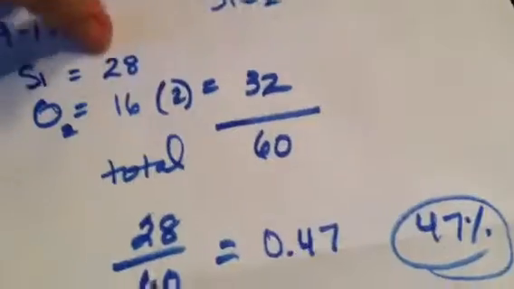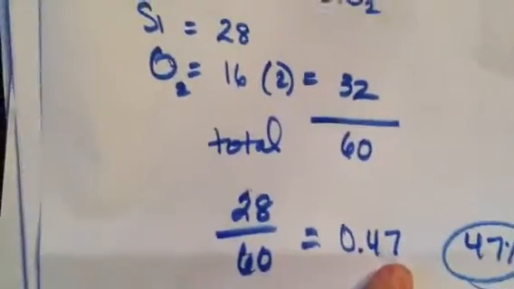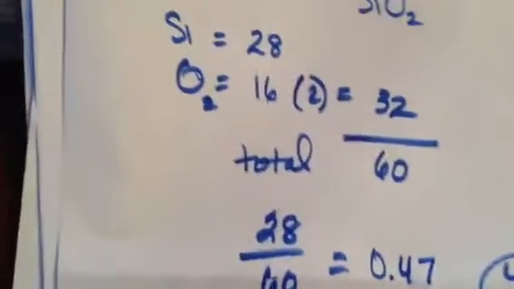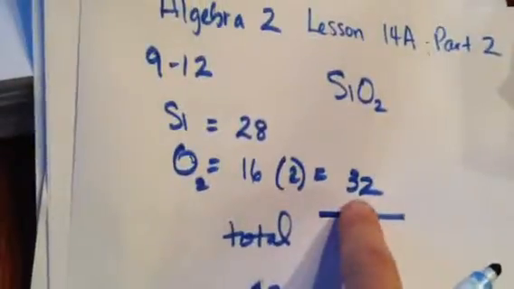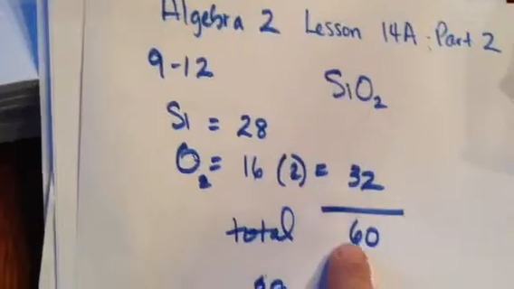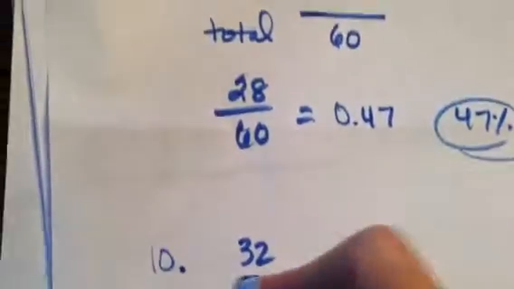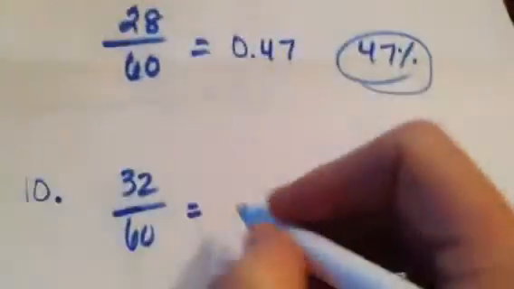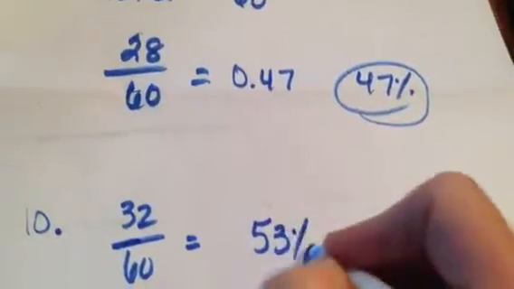Now, number 10 is using the same problem, but number 10 wants to know it for oxygen. Realize there's a total of 32 out of 60. So I have it almost written right there. For number 10, all I have to show, because I've already shown all my work up here for number 9, is 32 out of 60, which if you hit that in your calculator, you get 0.53, which is 53%. Okay, so it's that simple.